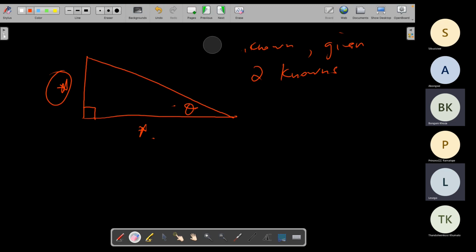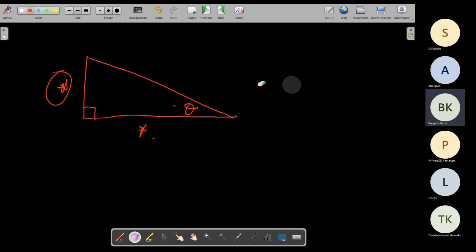Right. So let's just go through those trig ratios and see what each one means. So in a triangle, we have this side, which is the longest side. We call this one the hypotenuse.